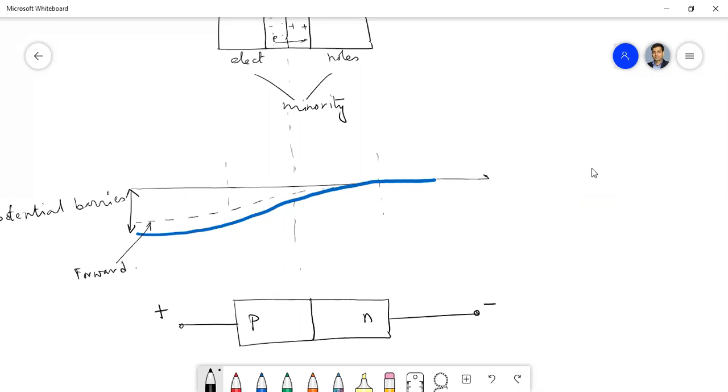Okay, and what happens here: if initially this was the width, sorry, not the length, the width, if the depletion layer width was initially W0, after the forward bias the width will be reduced to some different width W. Okay, so that is the change in the space charge region, or you can say depletion layer. So that will be reduced.